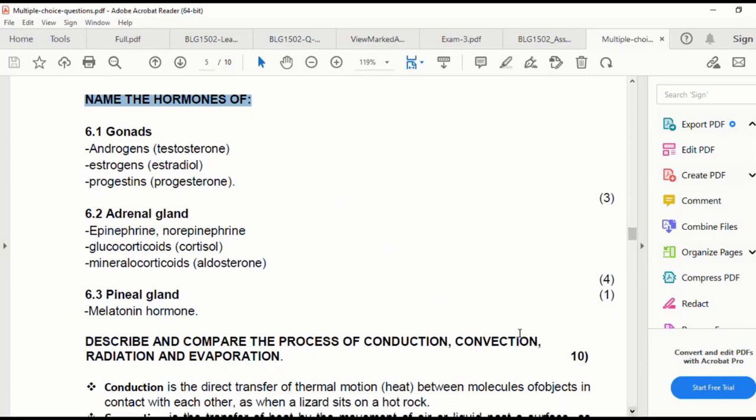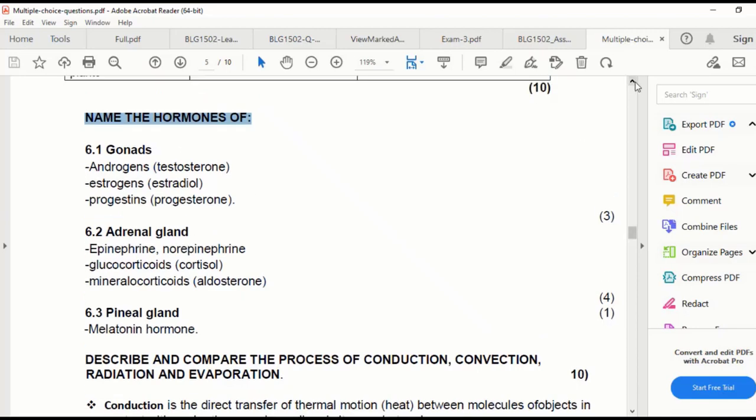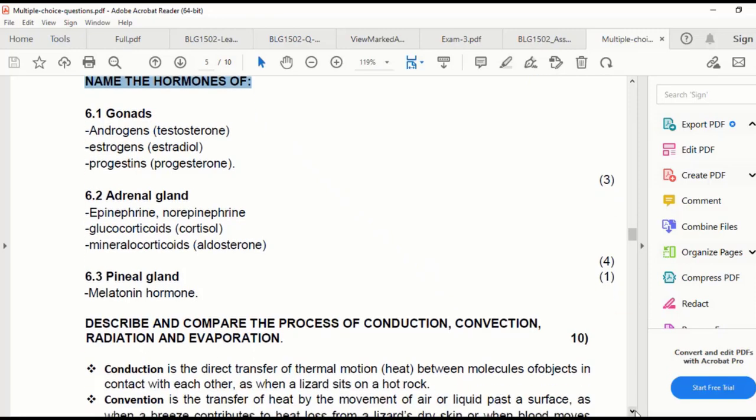Then there is the adrenal gland, which is responsible for epinephrine and norepinephrine. Oh, good Lord. You're going to have to know all of this, as much as you might be laughing at my pronunciation. Then glucocorticoids, which are responsible for cortisol, and mineralocorticoids, responsible for aldosterone. These are the hormones and their functions for these glands. The last one is the pineal gland, which produces the hormone melatonin.